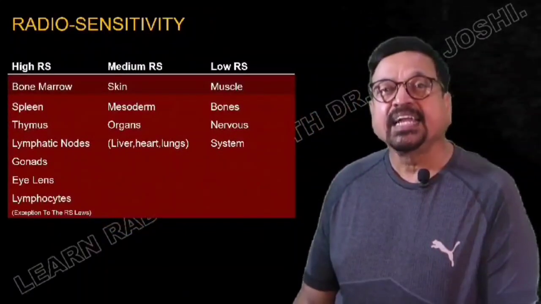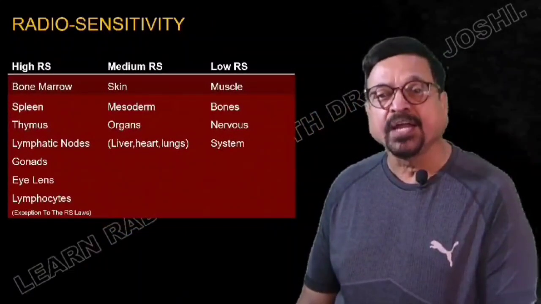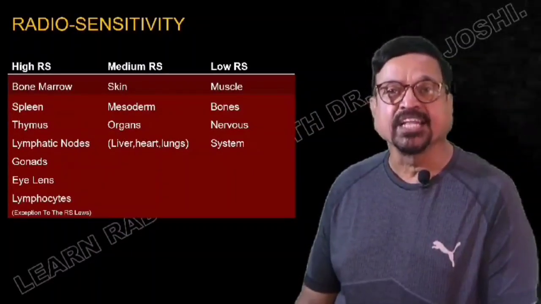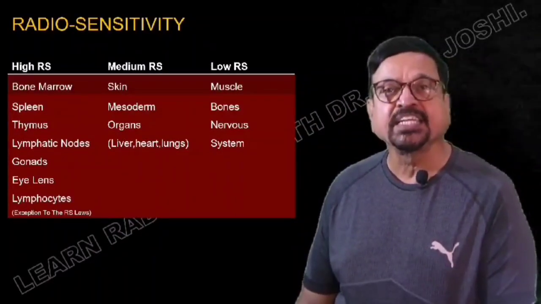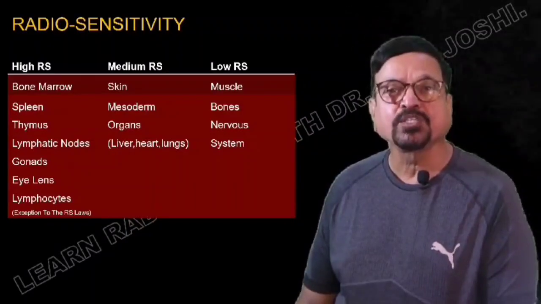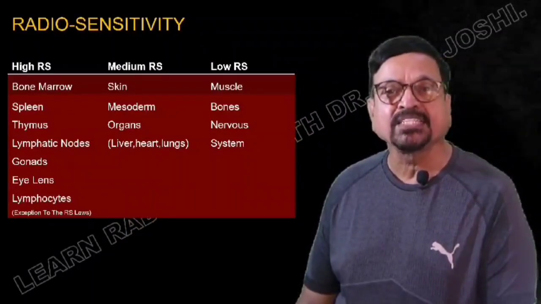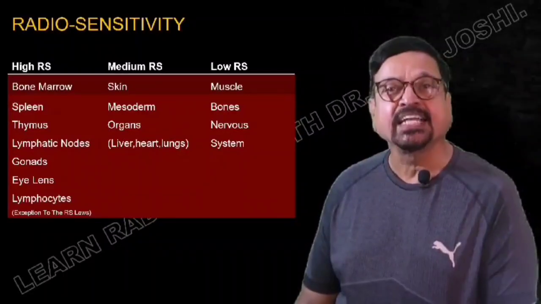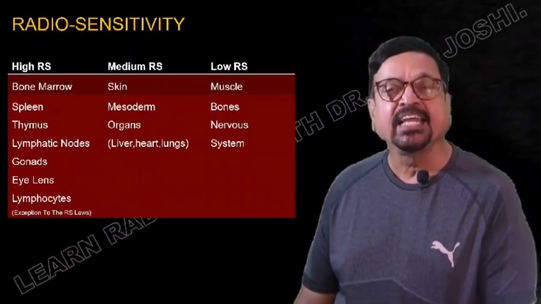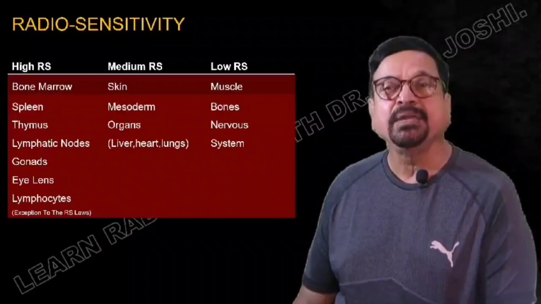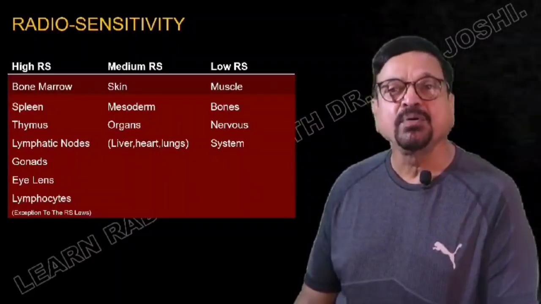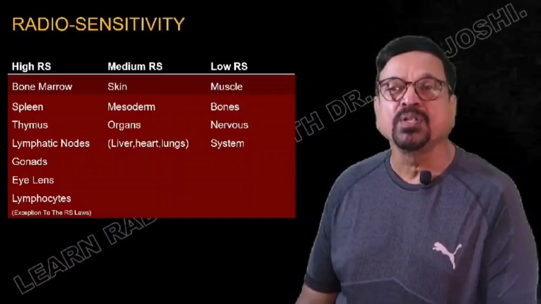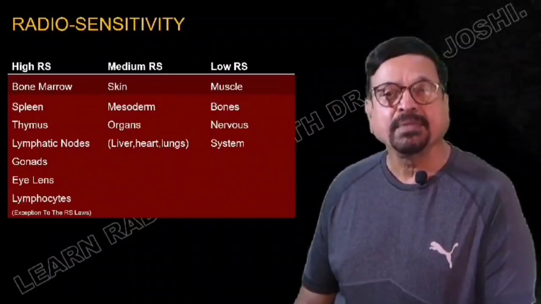Now, what is radiosensitivity? Radiosensitivity is usually required to know whether side effects will occur with a small dose of radiation. Now, the highest radiosensitivity is with the bone marrow, spleen, thymus, lymph node, gonads, islets, and lymphocytes. They are the most sensitive. For highest sensitivity, we have to protect them maximally. Medium is with the skin, mesoderm, and organs like liver and lungs, and low is for the muscle, bone, and nervous system.